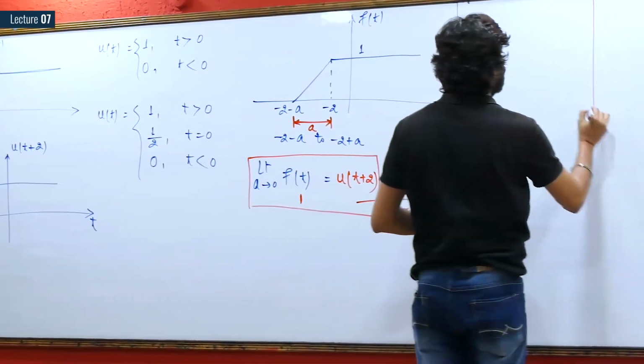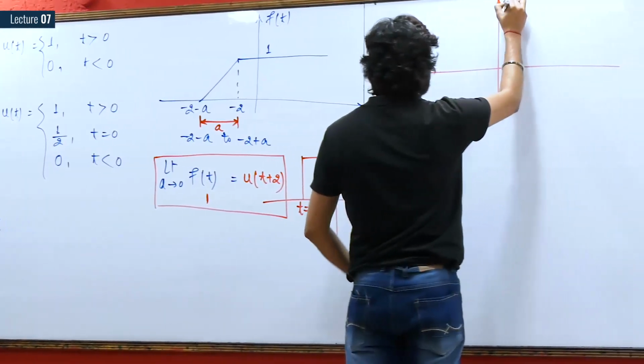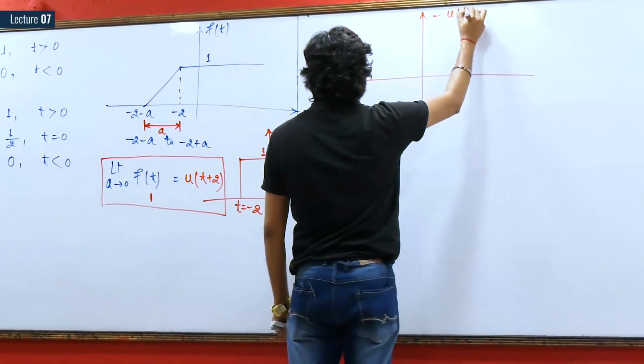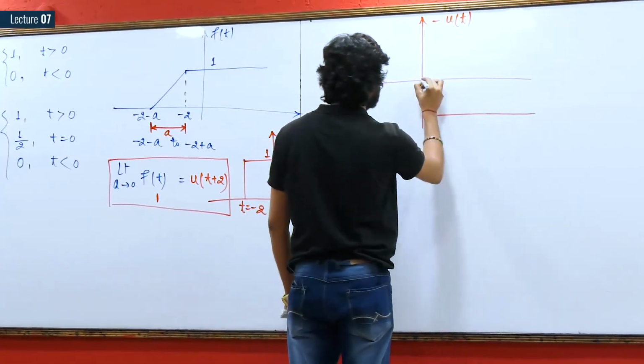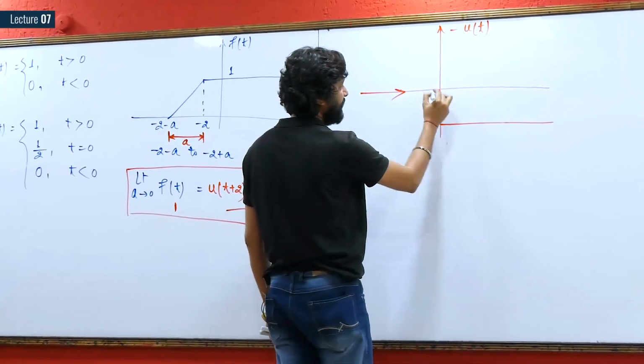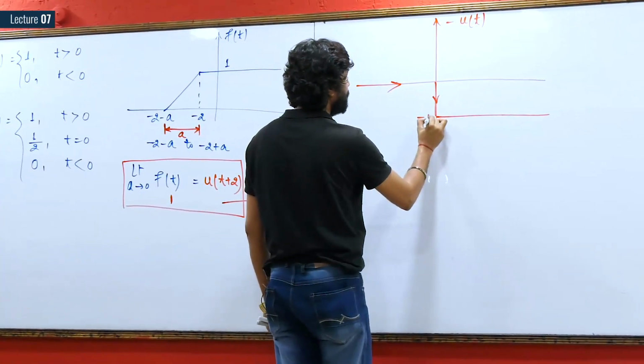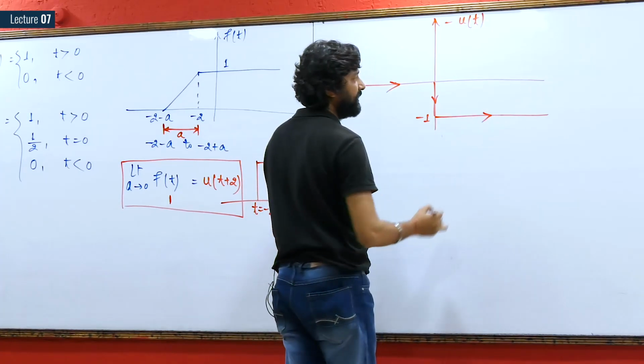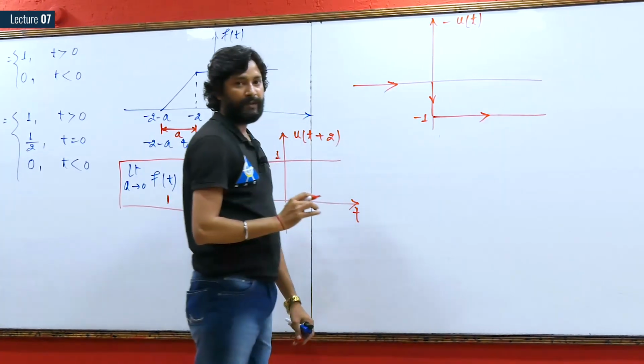So now what you have seen here is that if u of t is represented like that, then you have plotted a signal that is minus of u of t, like this. If you see the shape, it is constant at 0, decreasing to -1, and then it is again constant at -1. This signal is your minus of u of t.